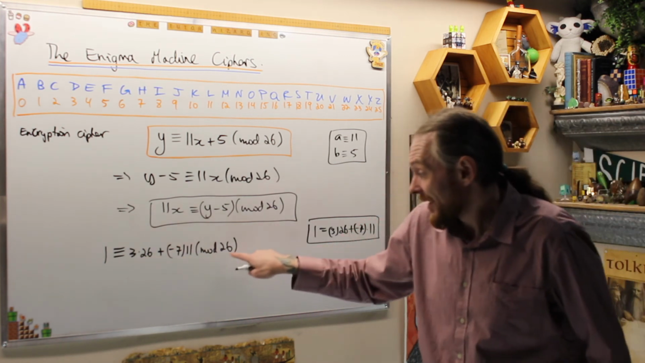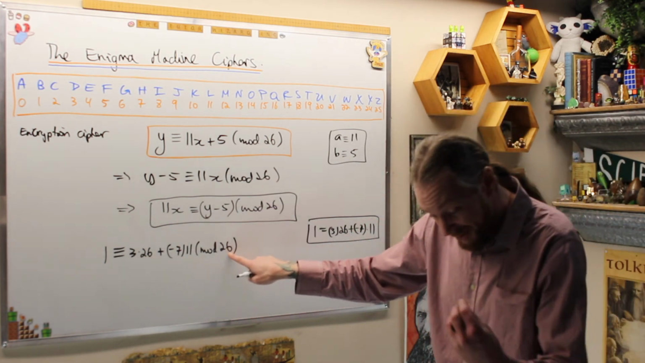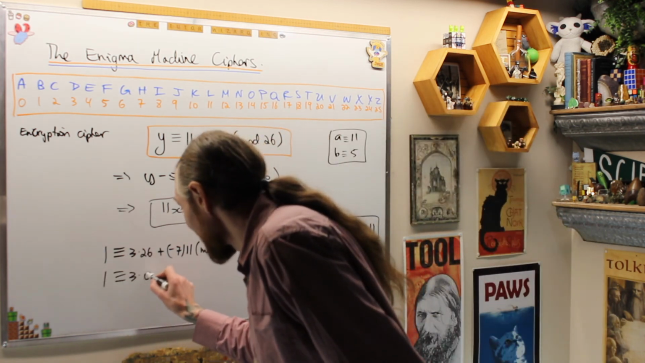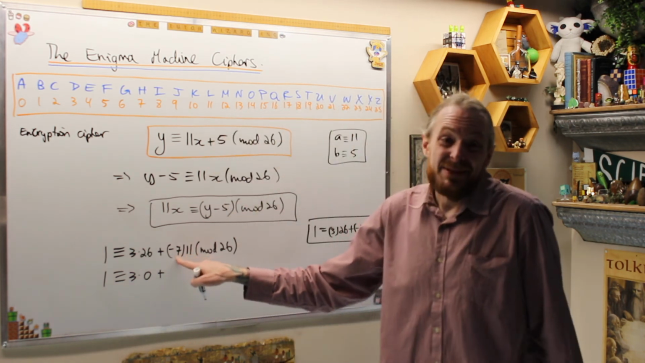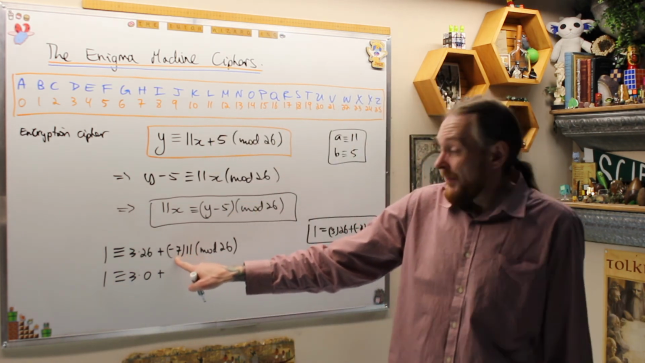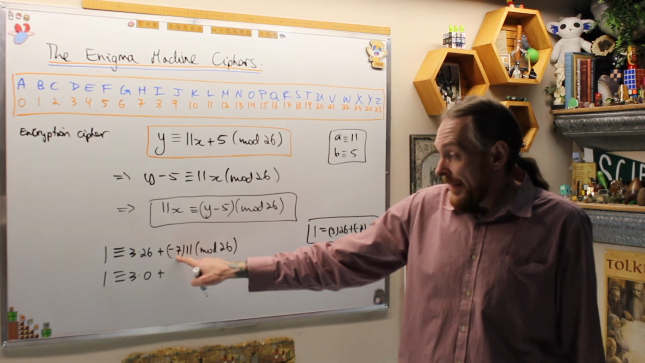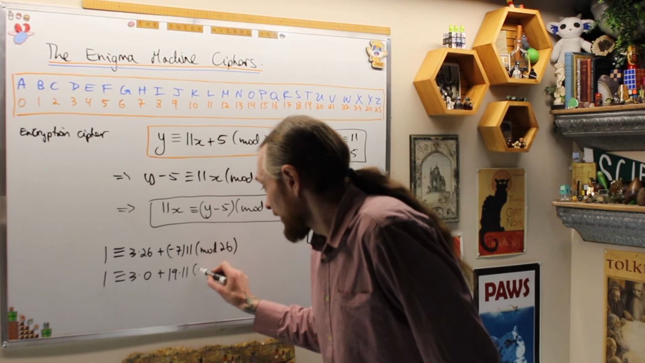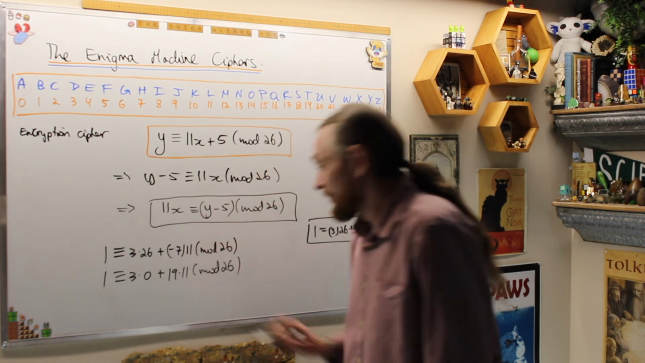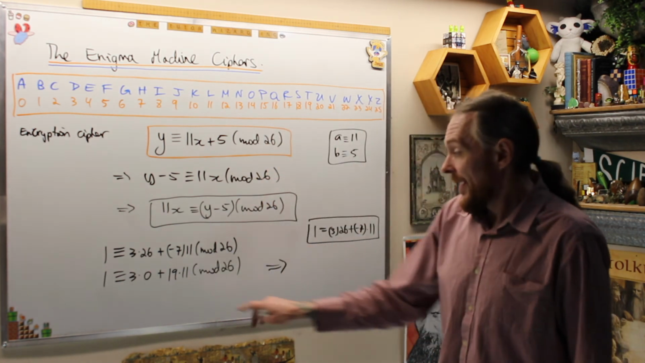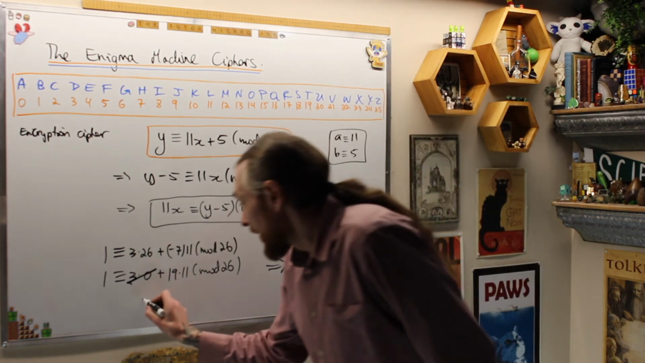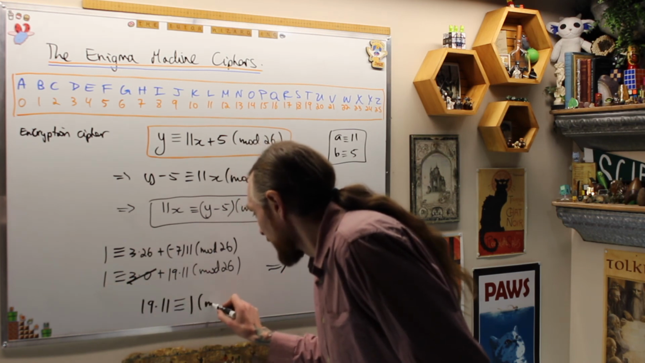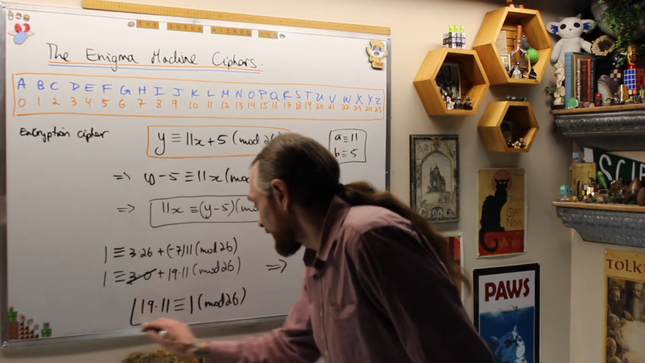26 leaves a remainder of 0 when I divide by itself. So 1 is congruent to 3 times 0 plus -7. I want a positive number. You can leave it as -7 if you want, but -7 plus 26 is 19 times 11 mod 26. And so what does that say? That says that this will go away, and 19 times 11 is congruent to 1 mod 26.